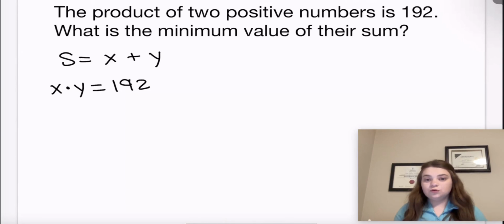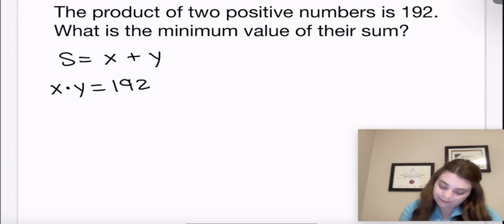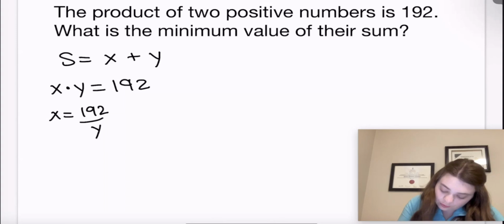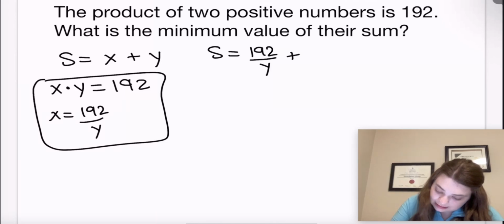Now, in order to optimize for s, for my sum, I'm going to need to make this only in terms of x or only in terms of y. So I'm going to do that. I'm going to divide both sides of my second equation by y in order to fulfill that purpose. So x is equal to 192 over y. And then I'll sub that back into my sum equation to get that s is equal to 192 over y plus y.